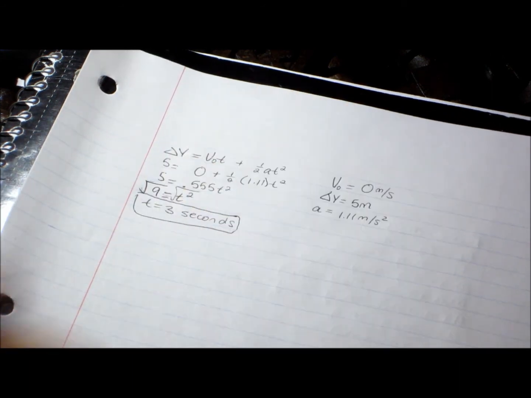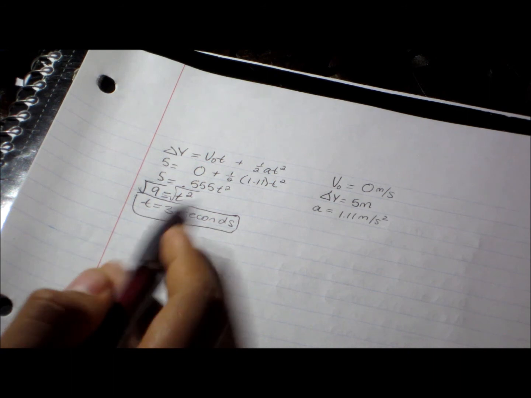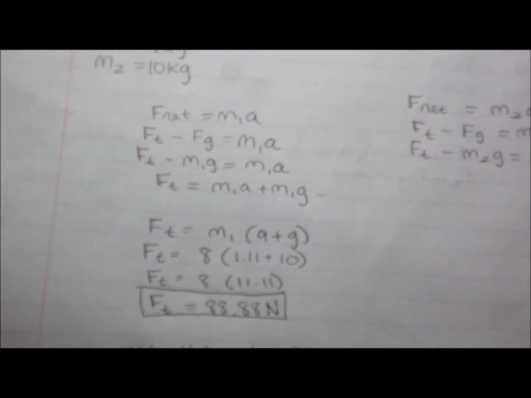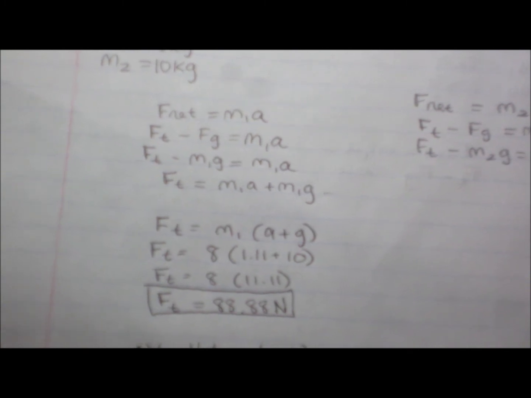So now we've solved all 3 parts of the problem. We know the time is equal to 3 seconds. We know the acceleration is equal to 1.11 meters per second squared. And lastly, we know the force of tension is equal to 88.88 newtons.